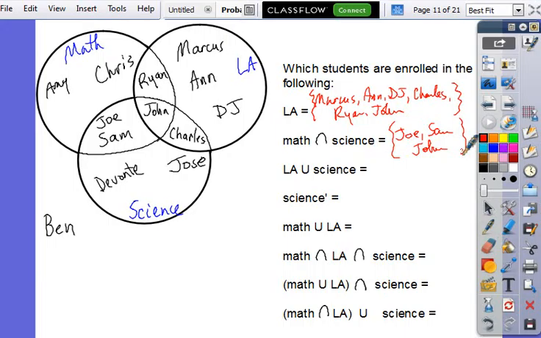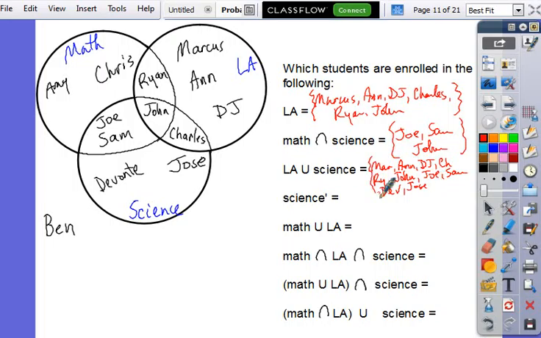Union means either one. If you're in either one of these circles, you're part of the answer. So language arts we already did. It's that one up there. All I got to do is put in the science ones that we don't have in that original one. So Marcus, I'm going to abbreviate here. And DJ, Charles, Ryan, John. Now, give me the science ones that are not already listed. That would be Joe, Sam, Devontae, and Jose.